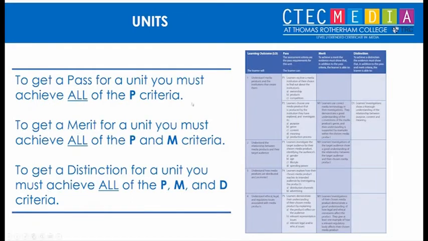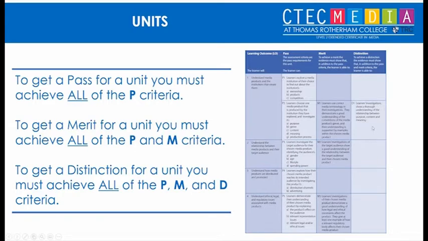So I just wanted to spend a bit of time quickly going over the grading criteria just so you know how you achieve certain grades. For each unit you'll have something like this, which is the criteria that you've got to cover for that unit. To get a pass grade, you can see here that you've got a list of criteria that have got a P next to it. These are all the pass criteria. Then some with an M next to it, and then one with a D next to it.